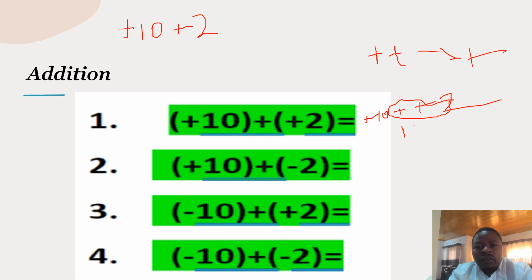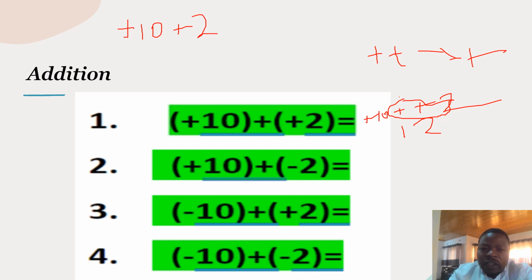But then the question is, what is the sign that I'm going to give to 12? Give it the sign of the bigger number. The bigger number is 10. Its sign is plus here. And therefore, it's a plus 12. We can put a plus here, or we can just write 12. It's still okay if it's addition.